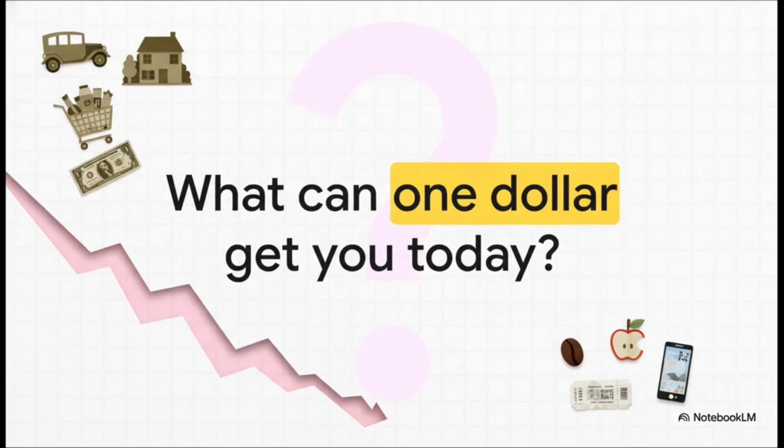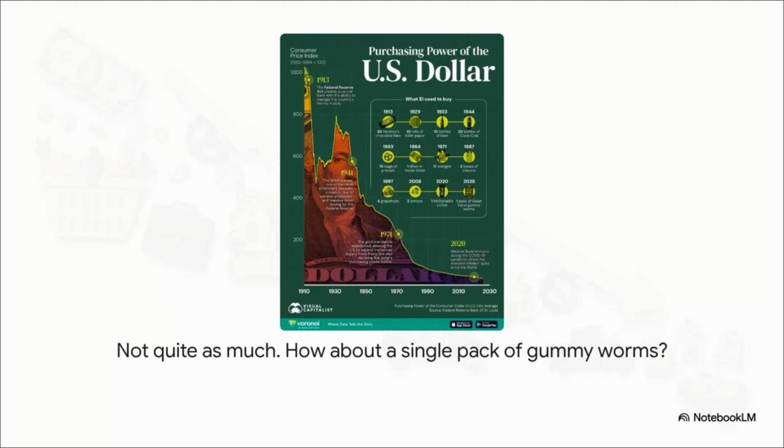Okay, now let's fast forward. Back to the present. We're asking the same exact question. What does that $1 bill get you now? Yeah, not quite as much, huh? That same dollar might get you maybe a single pack of gummy worms. So this is the big question, right? How did we go from a mountain of chocolate to one little bag of gummies?